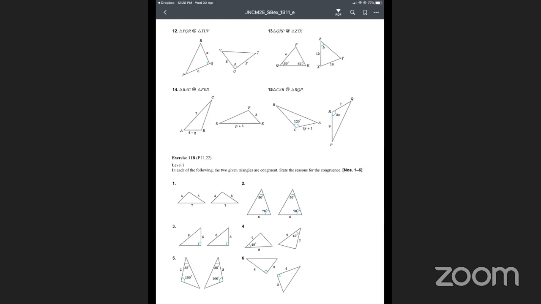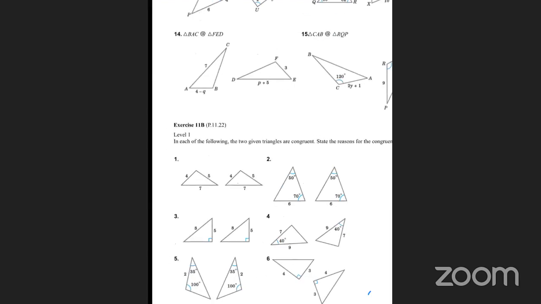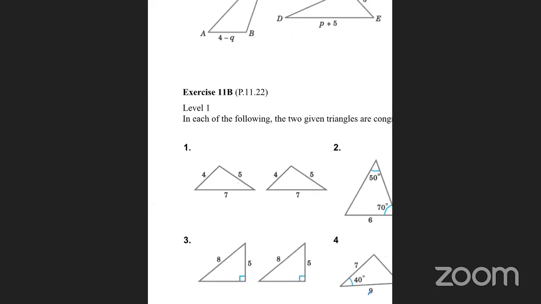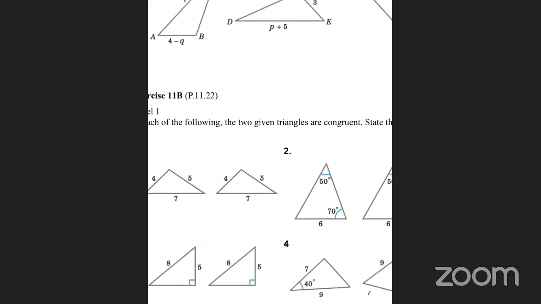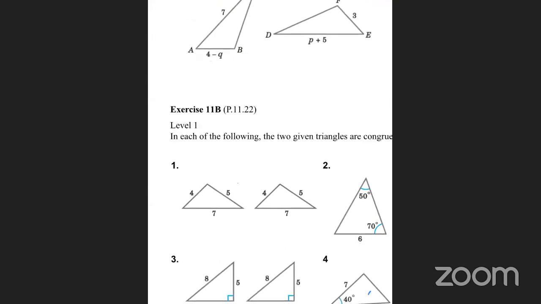Now, yesterday you were usually given the congruent triangles, and then you were asked, say, to find the length or find the angles. And then 11B, this time will be different. You will be given the information of the triangles, and then you have to tell whether the triangles are congruent. Okay, can you look at 11B?